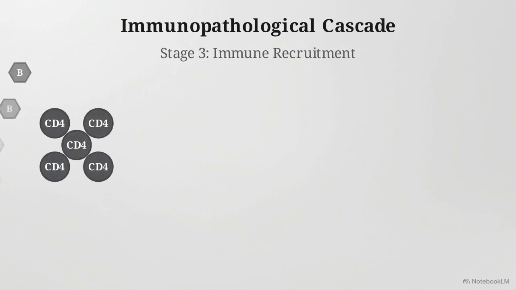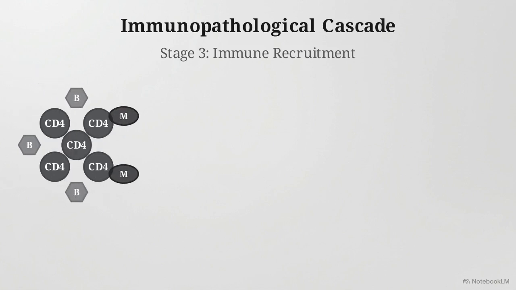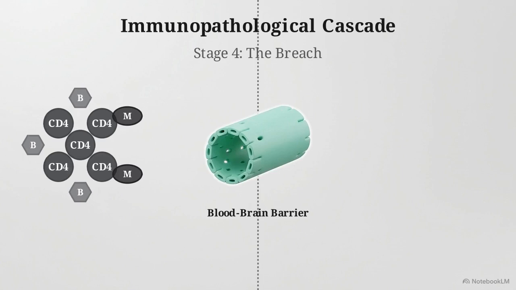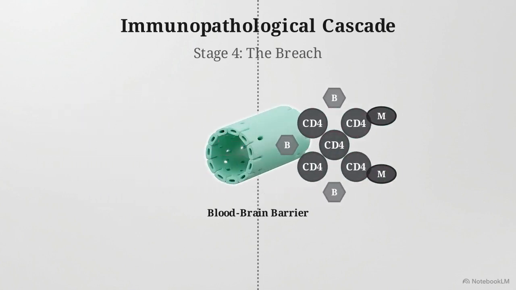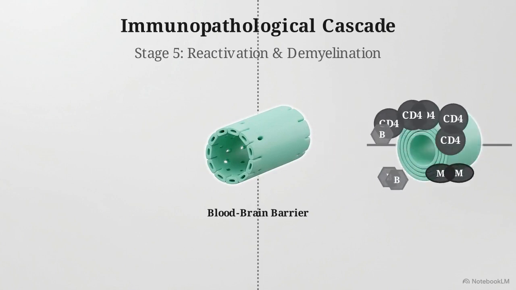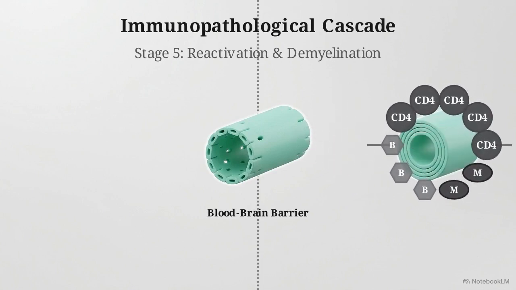Third, the proliferating T cells recruit additional immune components, specifically B cells and monocytes, drawing them into the escalating pathological process. The fourth step is the breach. This cluster of immune cells migrates directly across the blood-brain barrier. Finally, these T cells reactivate within the central nervous system. This targeted reactivation is what actively induces demyelination, stripping the nerves bare.